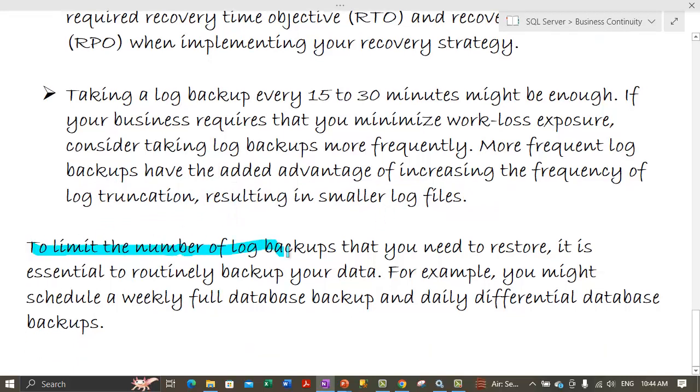Now to limit the number of log backups that you need to restore, it is essential to routinely back up your data. So we should be taking regular backups in case we want to minimize the number of log backups that we need to restore. We should routinely perform backups like the full database backup and the differential backups. For example, you might schedule a weekly full database backup and daily differential database backups.